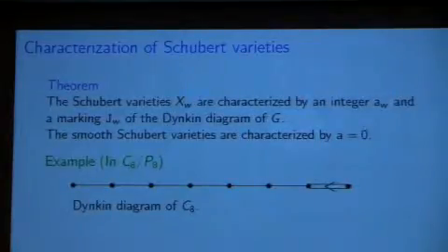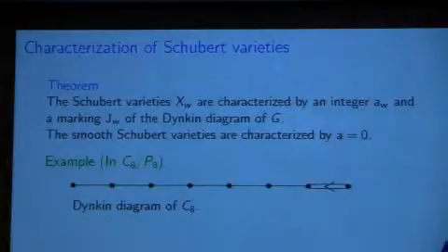Okay. So I'll be more precise about this theorem in a moment when I talk about an example with the symplectic Lagrangian. But as I mentioned, we have a complete characterization of the Schubert varieties by that integer A and a marking j sub w. And I want to show you what it would look like in one particular case.